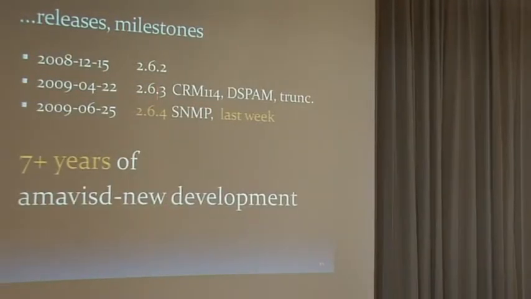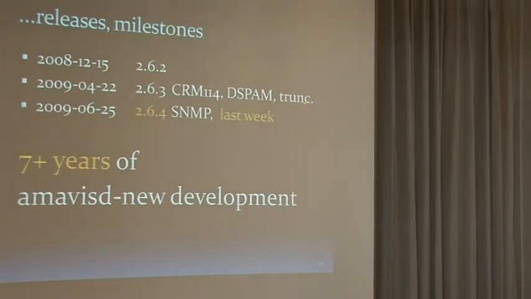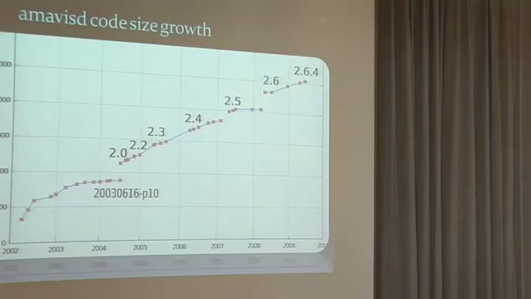Okay, the last three versions. The previous one got support for other spam checkers besides SpamAssassin. This one is quite popular, so also this one. And the last version, last week, got a true SNMP agent. So it allows you to do monitoring by SNMP clients. So it all gives more than 7 years of active and steady development.